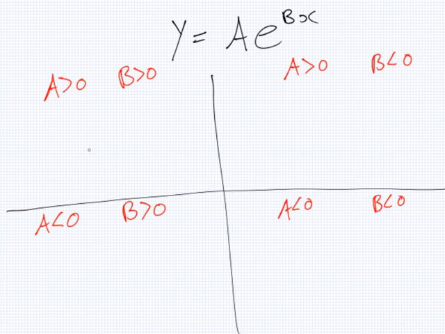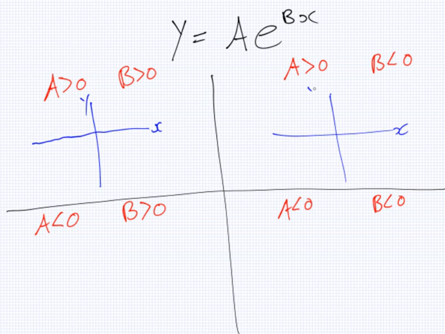Ah, the picture's not finished yet. So, in each picture, I'm going to do the four graphs. So this is x, y, this is x, y, this is x, y, and this is x, y. Okay, so in the first graph, what shape is it?